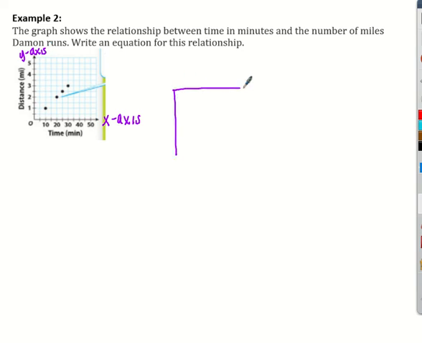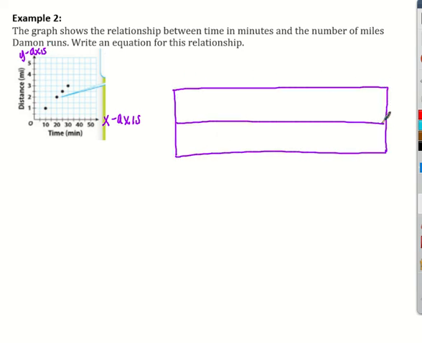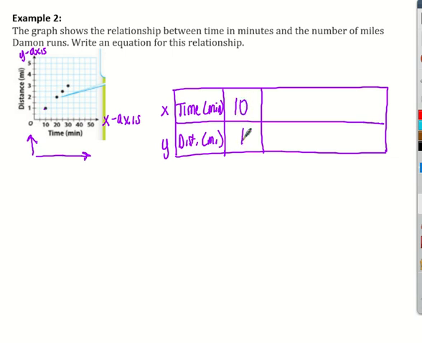Second thing I want you to do is build a very nice table. So again, we can connect it all back. We're going to call this one our time in minutes. Now I'm going to label the x here. Here we have distance in miles, and this is our y, okay? Now remember, when we build a table, it goes x to y. So it goes over and then it goes up, okay? So I go from 0 to 10, and 10 went up. So my x is 10, and my y is 1.